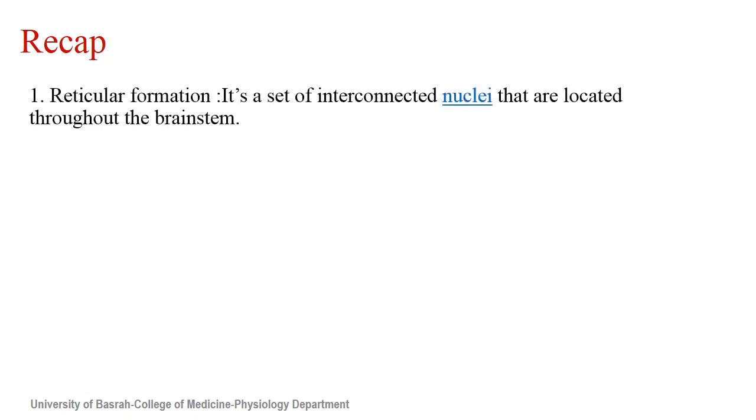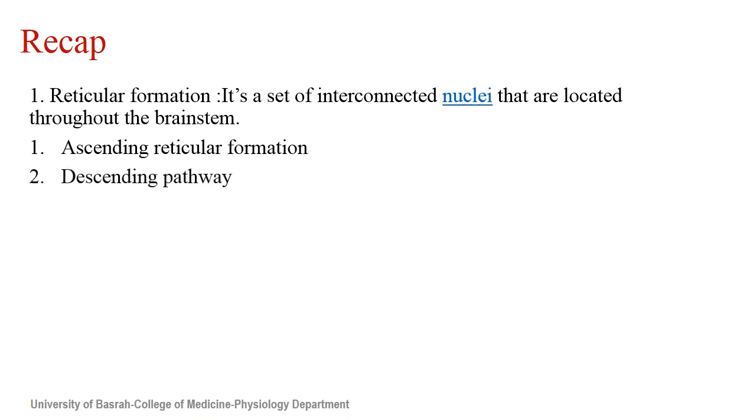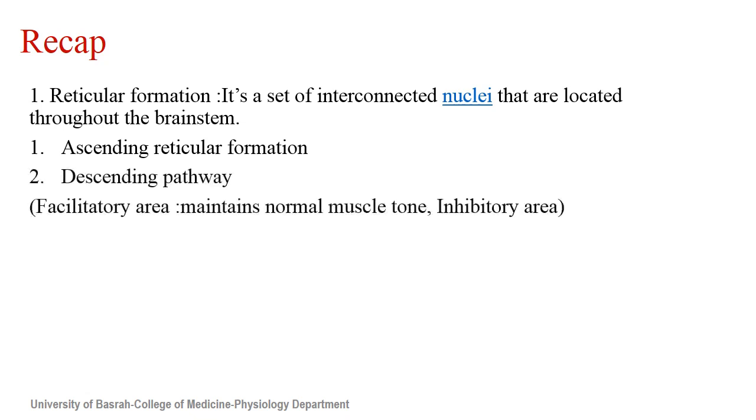Okay, so in summary, we talked about the following extrapyramidal tract. We talked about the reticular formation. We said that it's a set of interconnected nuclei which are located within the brainstem. It has 2 parts, ascending and descending pathways. And it also has 2 areas, one called facilitatory, which maintains the muscle tone, and the other called inhibitory.